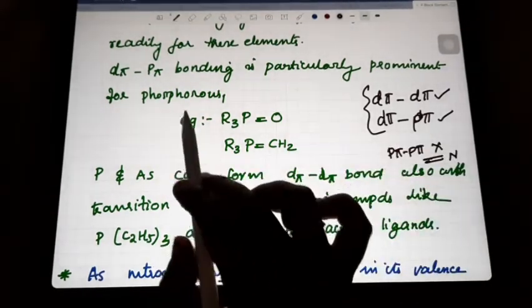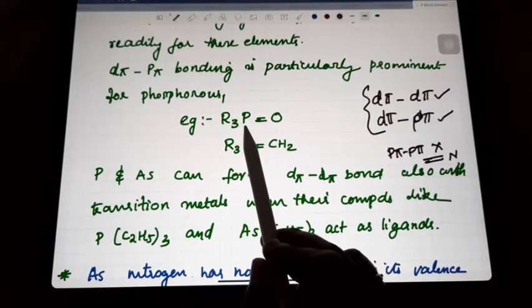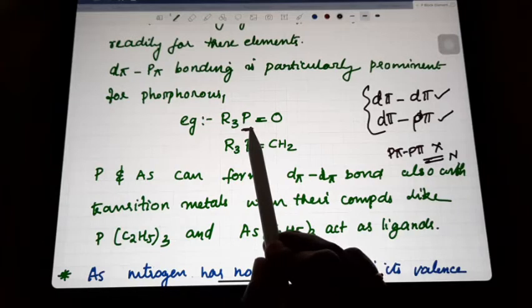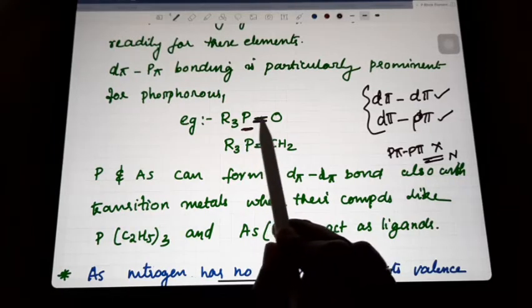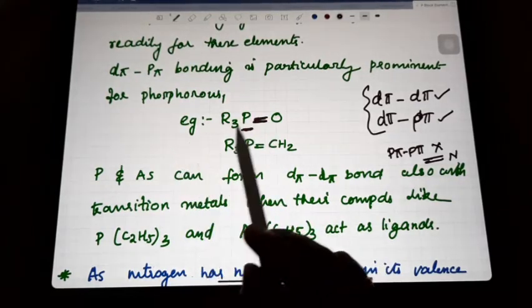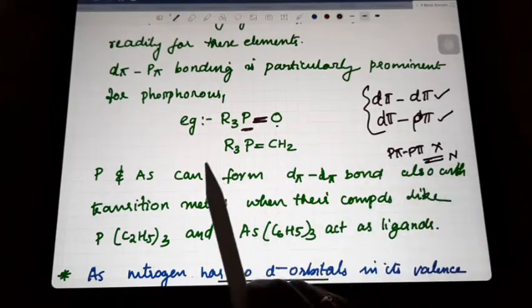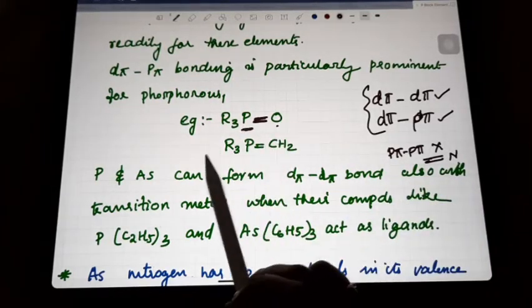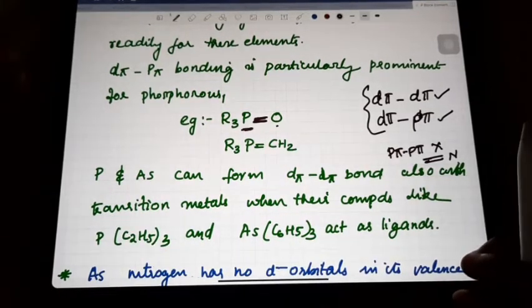Then, for d-pi p-pi bond formation in the case of phosphorus, one example is given. It is readily formed by phosphorus: R3P double bond O, that means one is a single bond and the other is a double bond. Phosphorus's d orbital and oxygen's p orbital form the pi bond. That's why this is an example of d-pi p-pi bond formation, which is possible in the case of phosphorus.